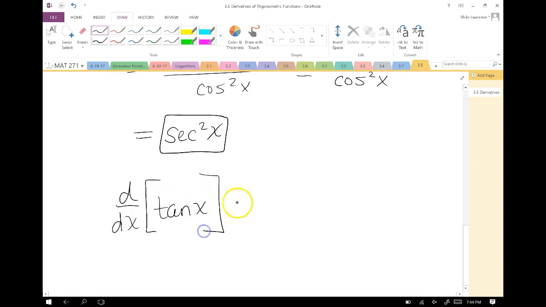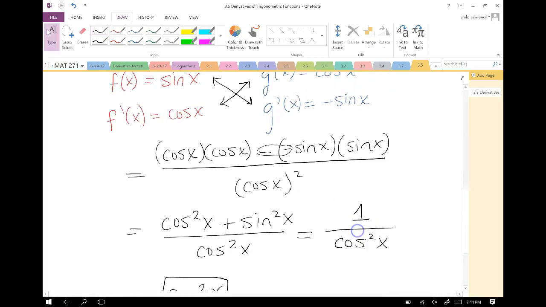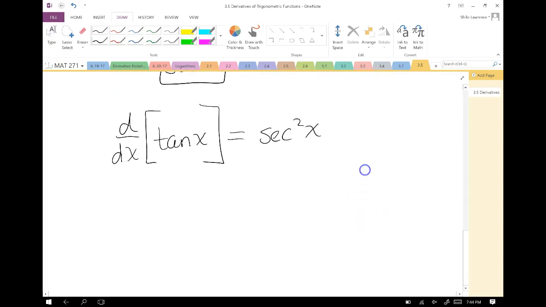And I figured that out just by writing tangent in terms of sine and cosine and working through the quotient rule. And we can do that for all of them, because cotangent can be written as cosine over sine, secant can be written as 1 over cosine, and cosecant can be written as 1 over sine. So I'm going to do one more like that. I'm going to do cosecant.